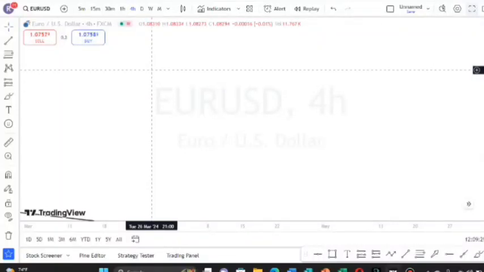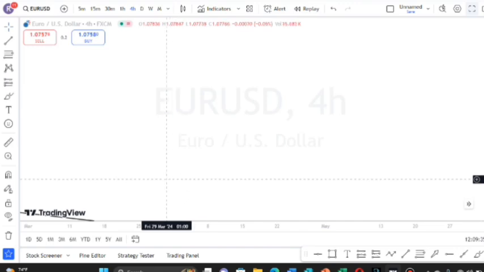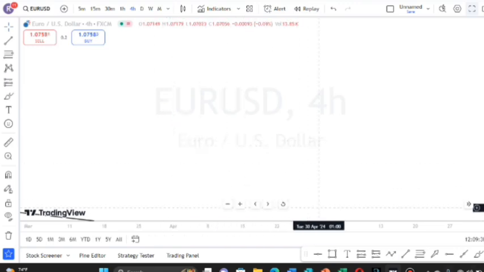So guys, in today's video I'm going to show you the full market structure. As we all know, the market moves this way. Market moves in an uptrend, forming a higher high and a higher low.